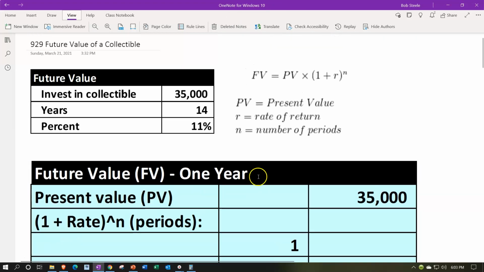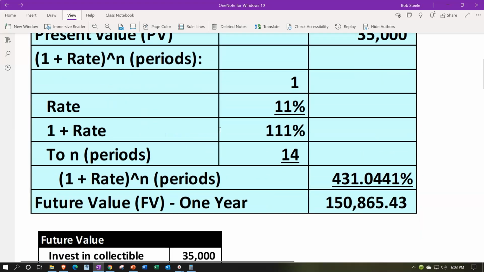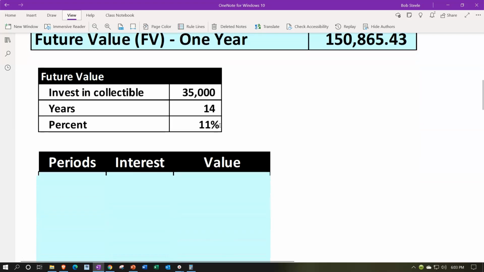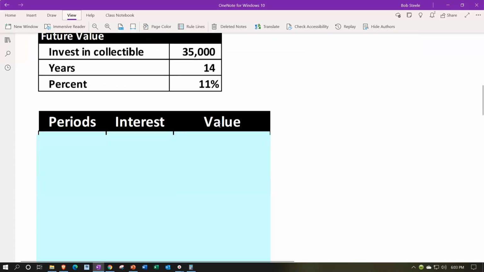So that means that 35,000 future value after 14 years, if we have the 11%, we're saying it's going to be at a value, that painting we're imagining, or the stamps, or like the alcohol that gets better apparently with age, 158,865.43. So then we'll go down here and let's see this in terms of a running balance.